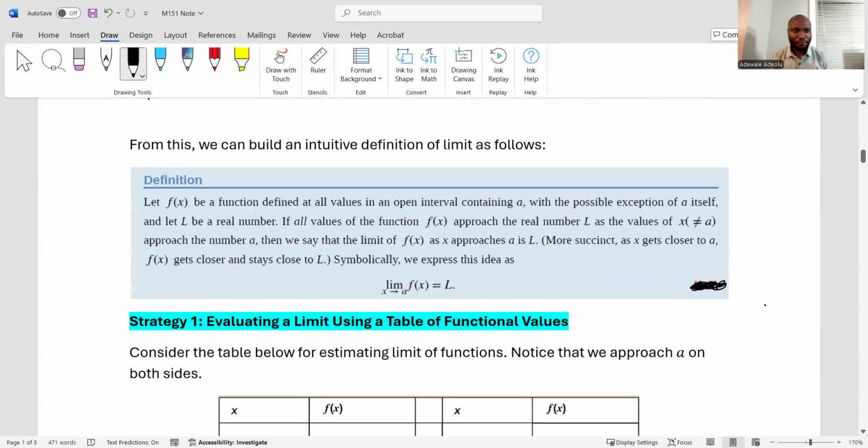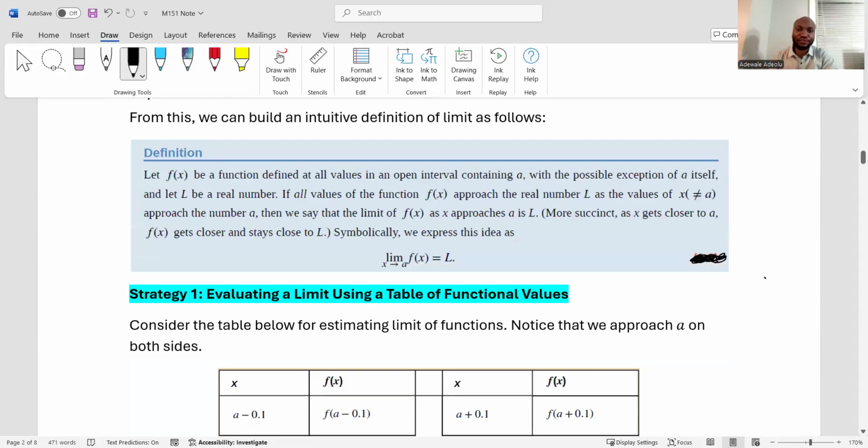Let us continue. From this, we can build an intuitive definition for limits as follows. So that is in general, not just that particular example, now in general. Let f of x be a function defined at all values in an open interval containing a, with a possible exception of a itself. A in this sense is, for example, 2 that we considered the other time. Okay? And let L be a real number.